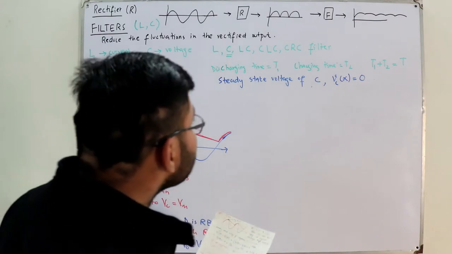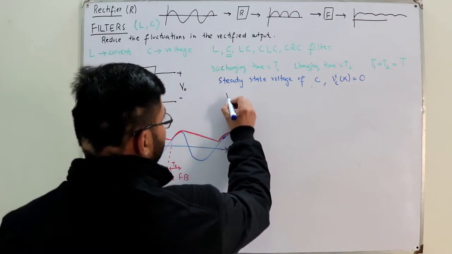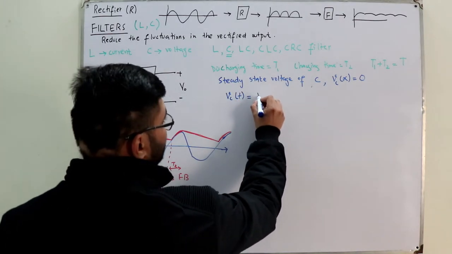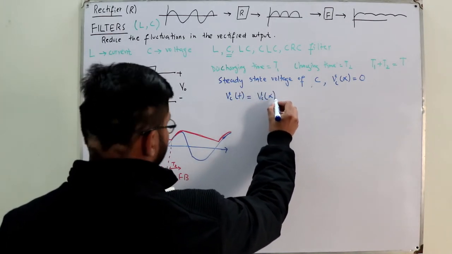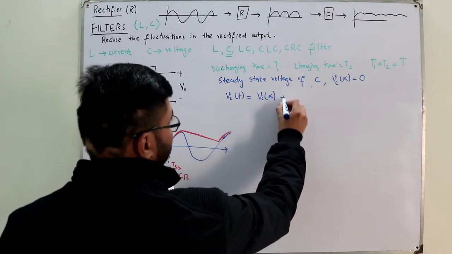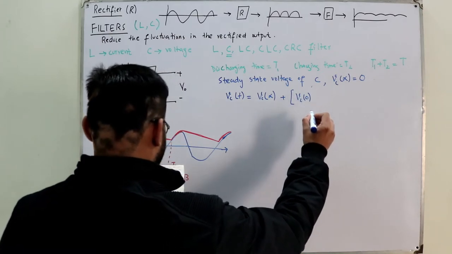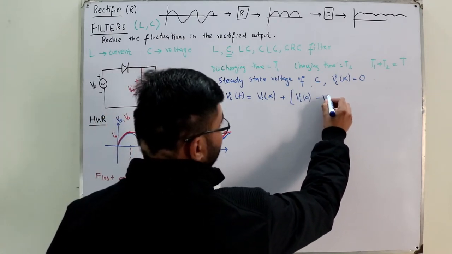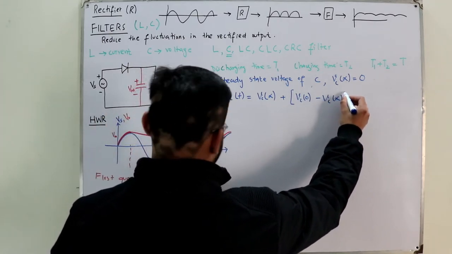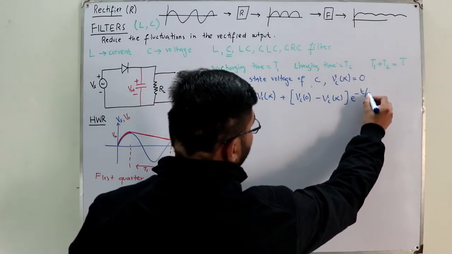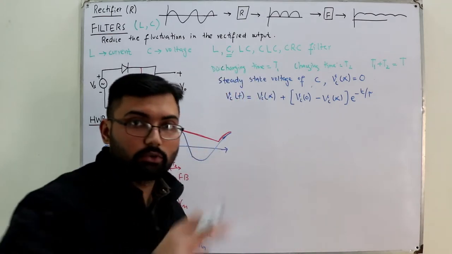Anyway, the equation I could write is like this: VC of t is equal to VC of infinity plus VC of zero minus VC of infinity, and the whole thing multiplied by an exponential of negative t by tau.